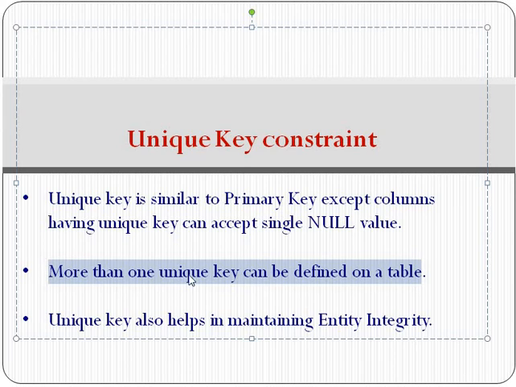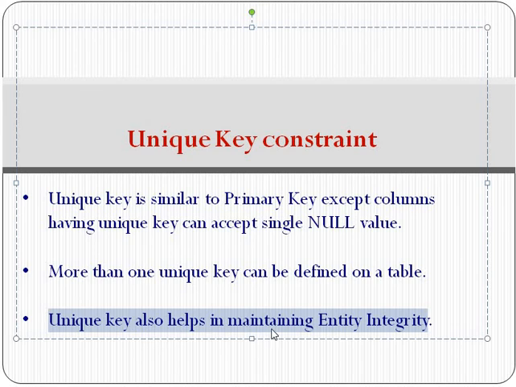Now look at this point. It says more than one unique key can be defined on a table. That means you can define more than one unique key for a table. But that is not the case for a primary key. You can have only one primary key for a table. You cannot have more than one primary key in a table, but you can have more than one unique key for a table.